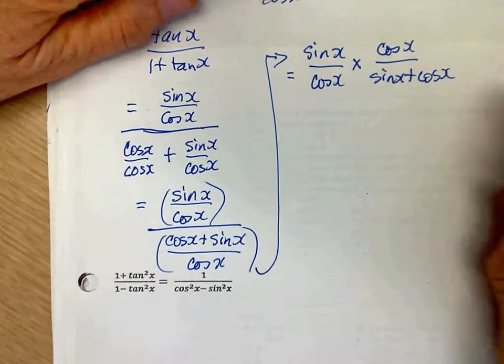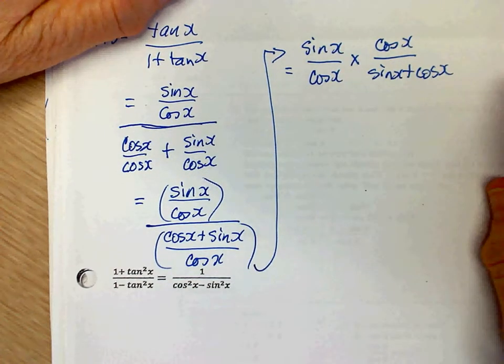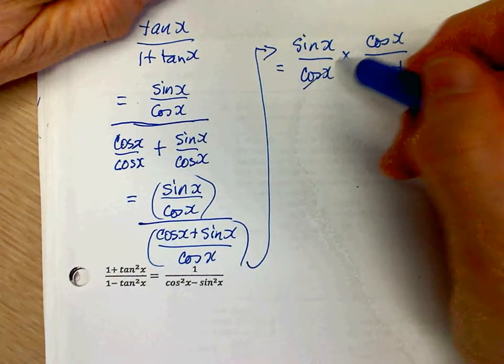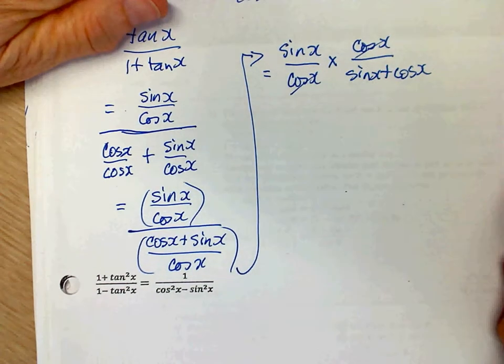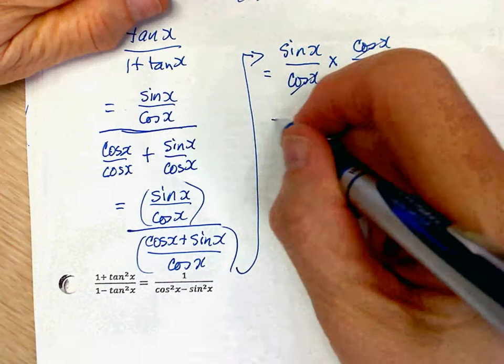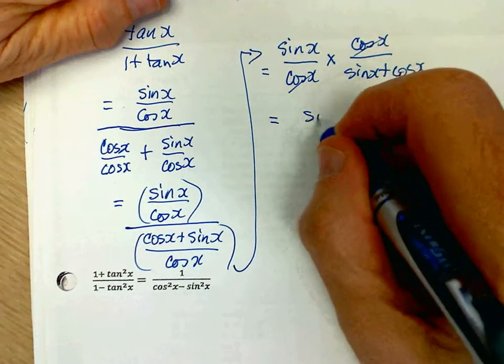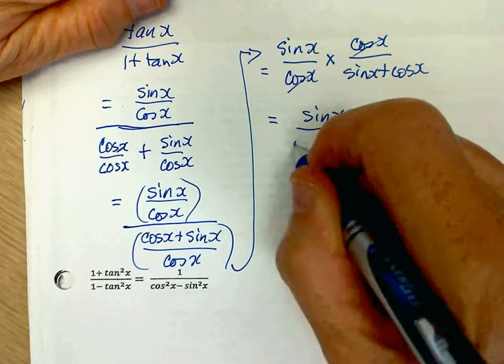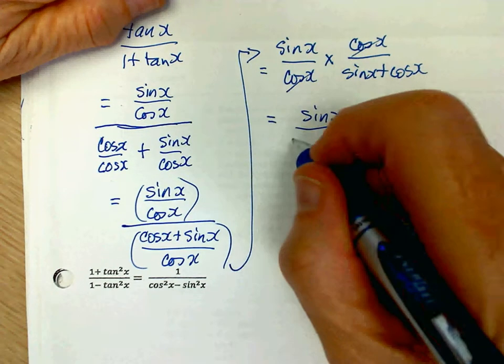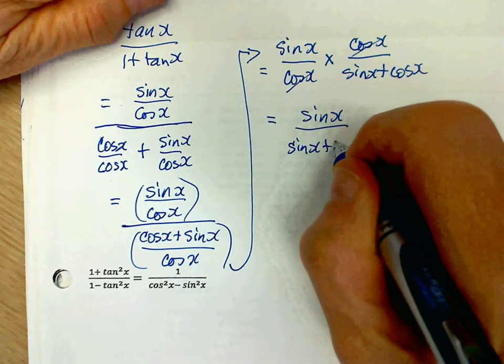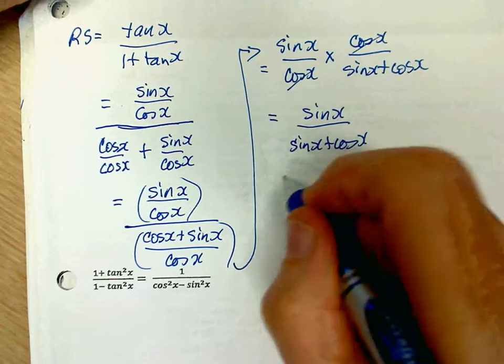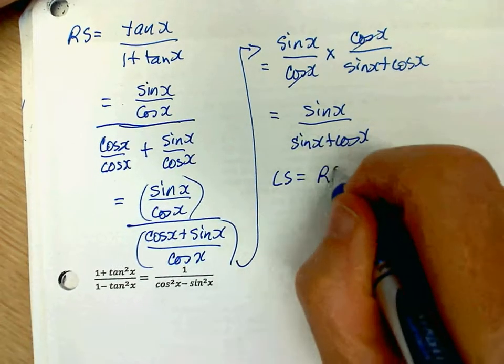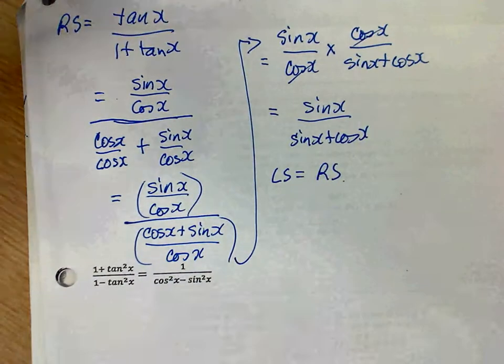These guys divide out, and that is equal to sine x over sine x plus cos x. So left side equals right side. We've done our job. Here we started with the right-hand side and converted it to the left-hand side.